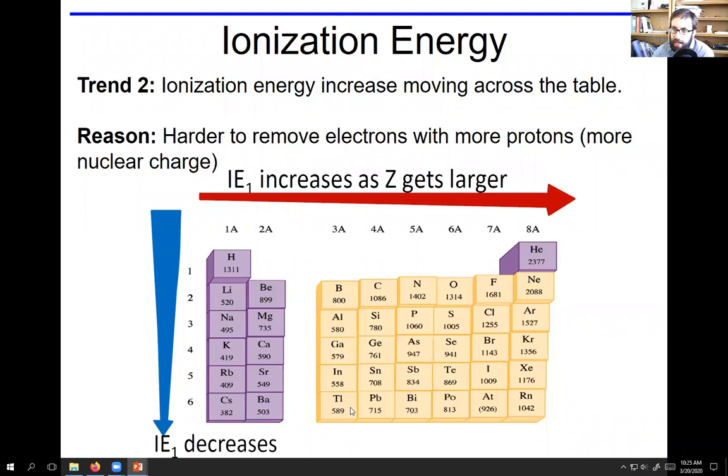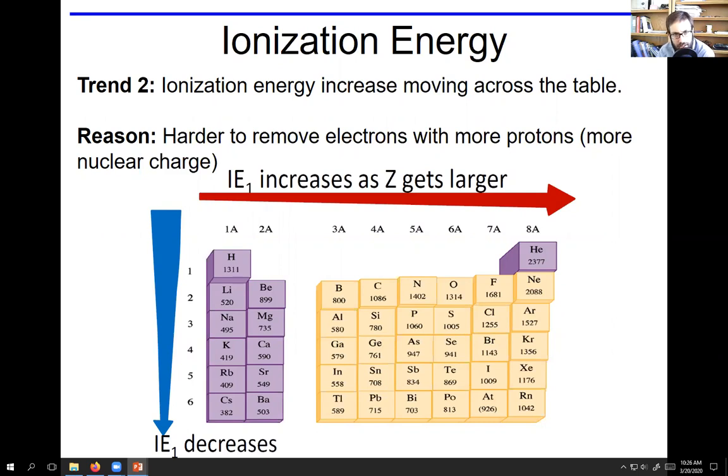The second trend with ionization energy is that it increases moving across the table. It's harder to remove electrons with more protons, and that kind of makes sense. So again, if you look going across to the right in general, these numbers get higher. It's not always true. Again, there are some exceptions you don't have to worry about. But generally, it's getting higher as you go to the right on the periodic table.